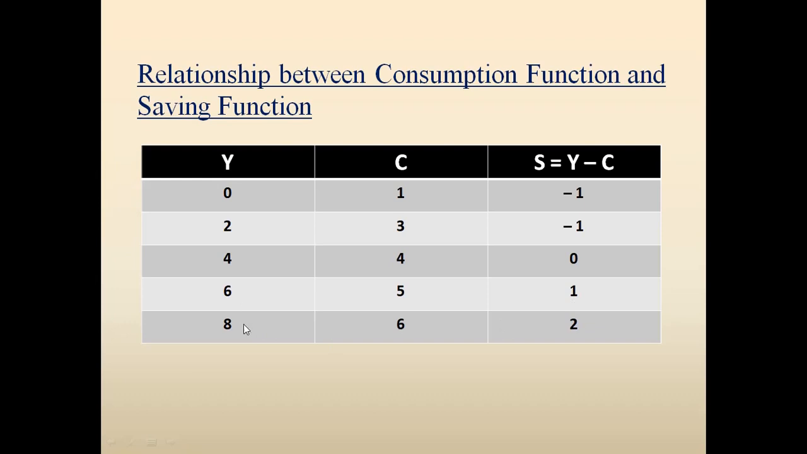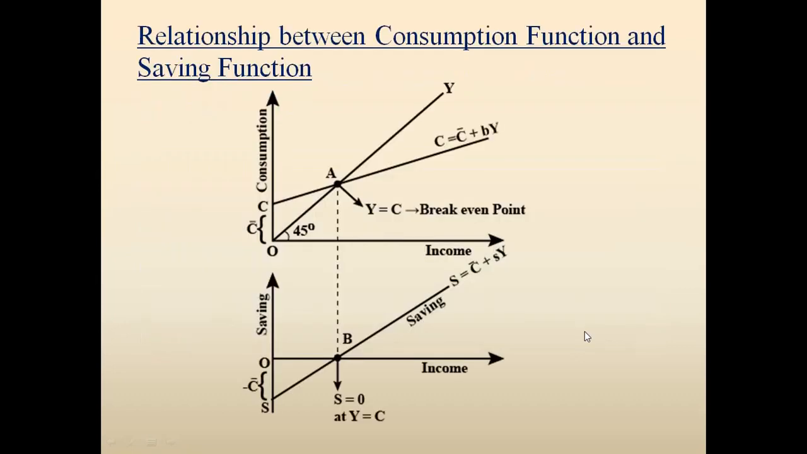Similarly, from 6 to 8, your consumption also increases, but not as much as your income. So saving will be 2. So the same drawing can be made out here. This is a graphical representation of the relationship between consumption function and saving function.